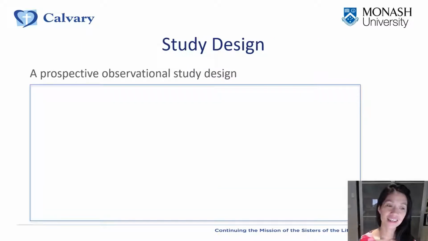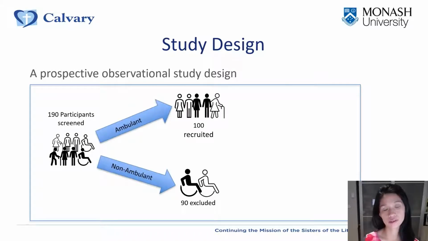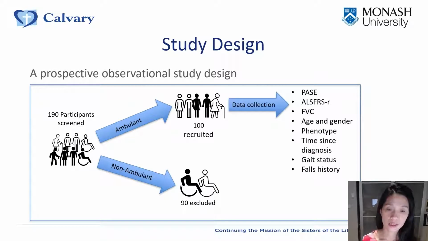So our study is a prospective observational study design. In a 4-month period between July to October 2018, 190 patients were seen by physios at the clinic. These patients were screened and 100 patients were recruited into the study. Now, we decided to exclude the non-ambulant patients as we believe this would skew the data. So we collected data from the 100 ambulant patients.